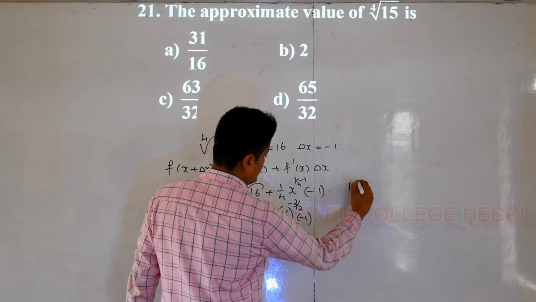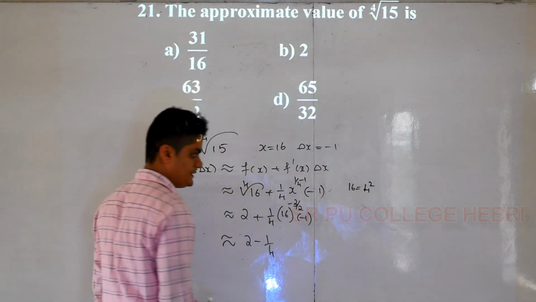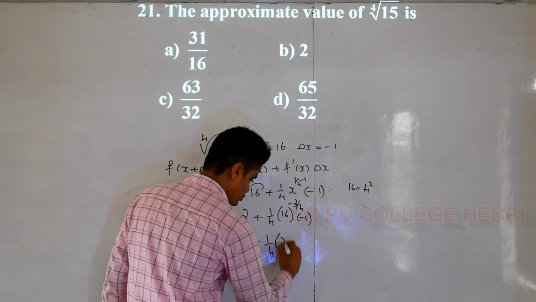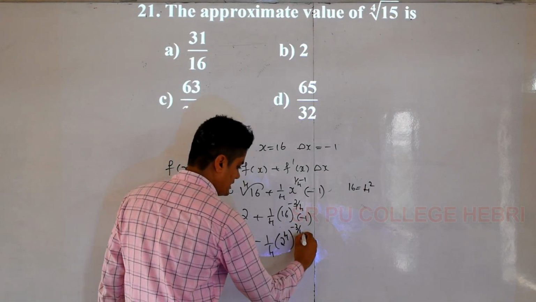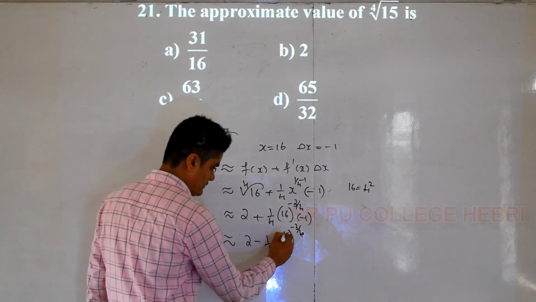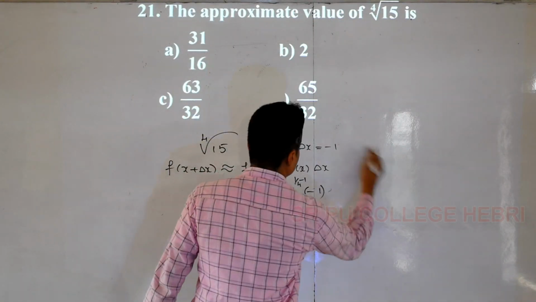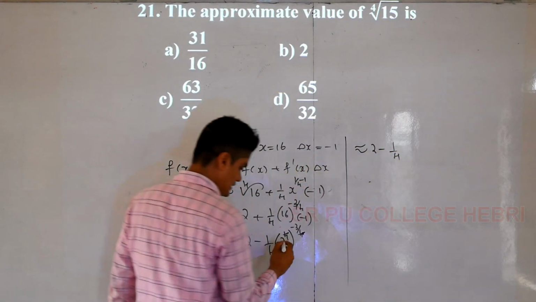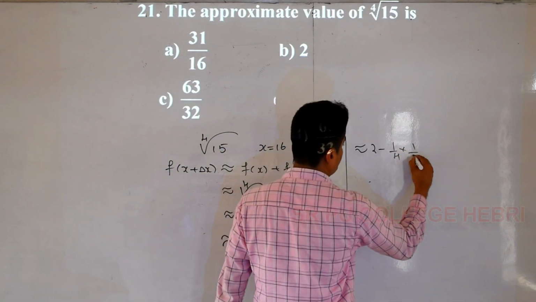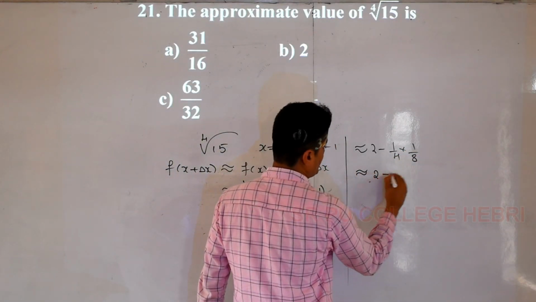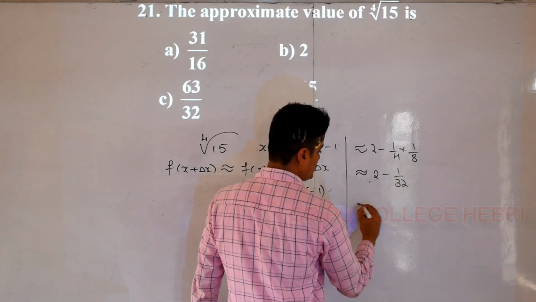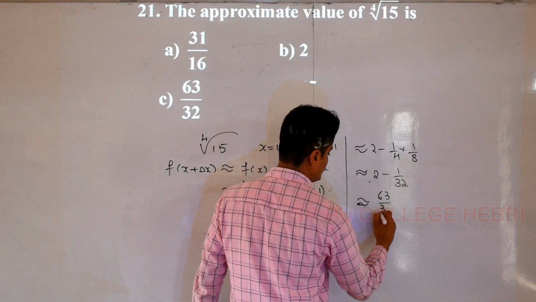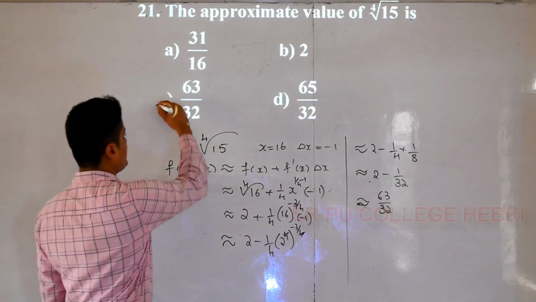See, 16 you can write as 2 power 4. This should be 3 by 4, sorry, 3 by 4. So you can write this as 2 power 4 whole to the power minus 3 by 4, right? So what will happen? 4 gets cancelled. So you will get 2 minus 1 by 4, 2 power minus 3. What is 2 power minus 3? 1 by 8. So approximately 2 minus 1 by 32. So approximately 64 minus 1, 63 by 32. Answer is 63 by 32.